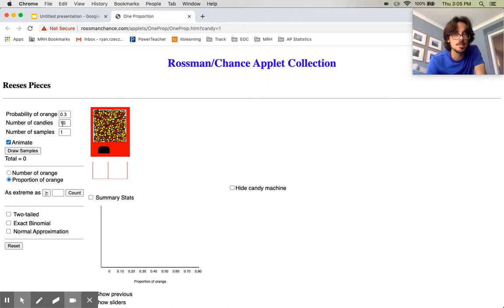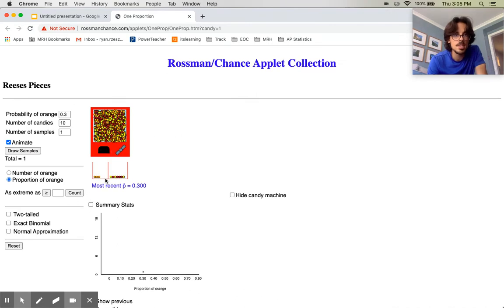10 is going to be my sample size, and then only one sample at a time. And let me show you how this works. So what it's going to do is spin me out a random sample of 10 candies, because that's what I set for my sample size. I happen to get 3 oranges out of my 10, so my p-hat, my sample proportion, is 30%. And then I would go down to my nice little graph right here. I would put a dot at 30%, and I would go and pick another sample.